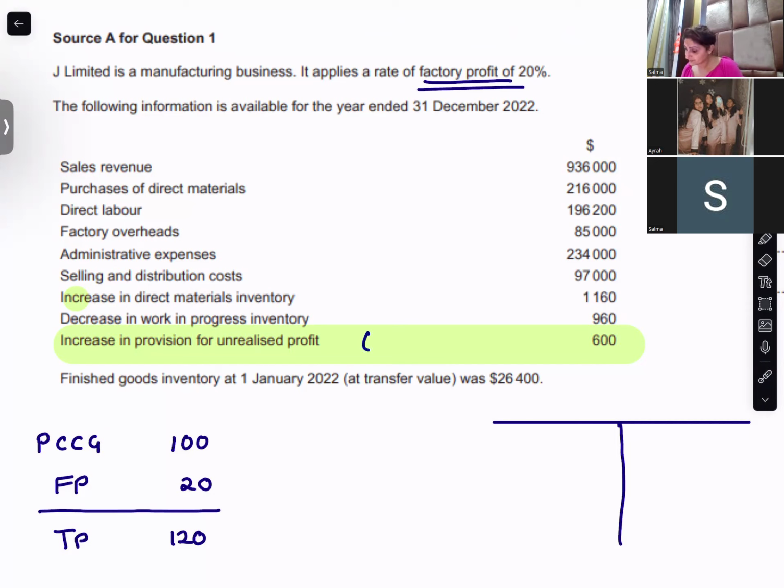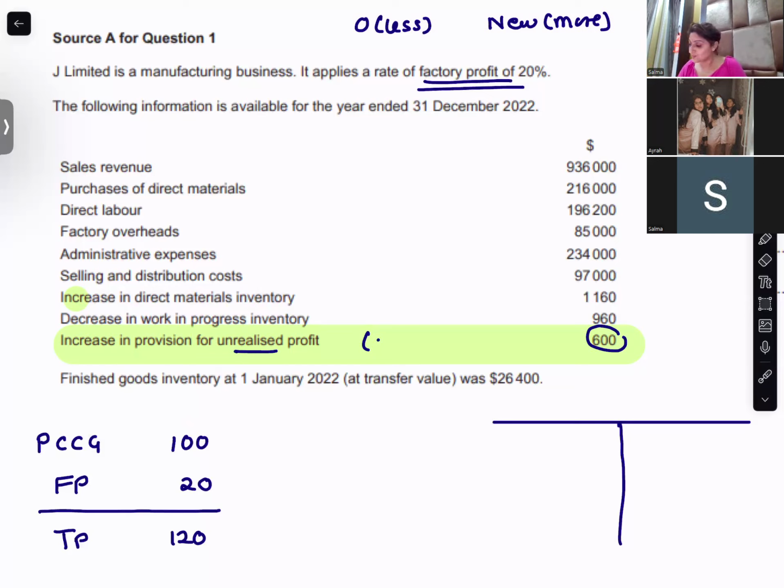It's a loss. That means the old was less and the new is more. So PUPA is provision for unrealized profit account. So if there is an increase in unrealized PUPA, unrealized profit is more. No, darling. From the old provisions, the new provisions is 600 more. Oh, okay. So then it's a loss.